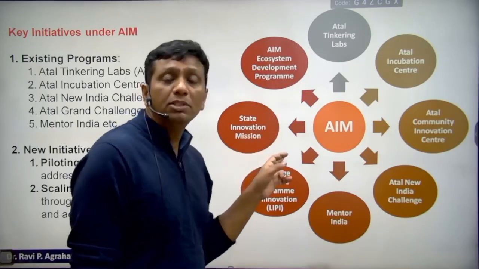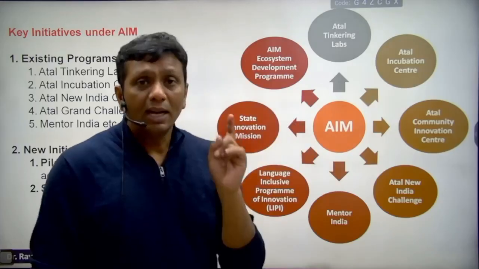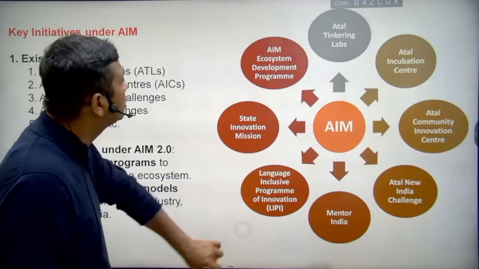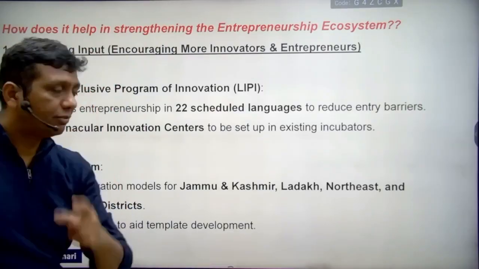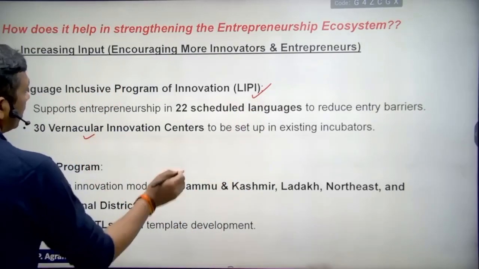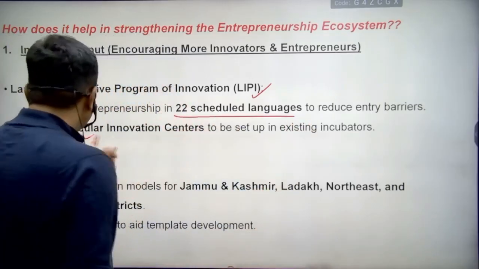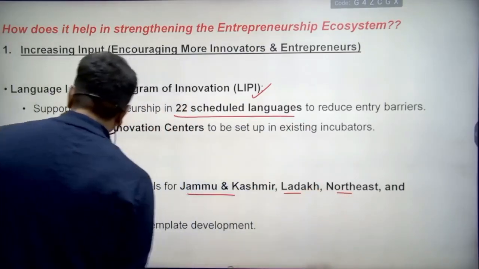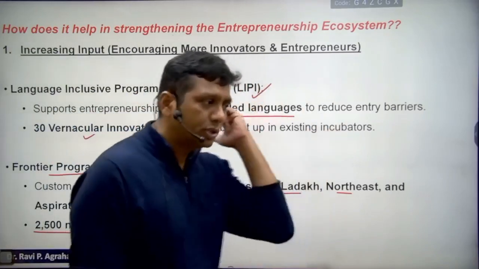State Innovation Mission, what happened, guys? You will see here an AIM Ecosystem Development Program under three ways. AIM 2.0 is working in three ways. See, guys, the first is increasing input, which you have already seen. I already discussed Lipi with you. And the second one is what? 30 vernacular innovation centers, and 22 scheduled languages have no restrictions now. Second one, frontier program: states not covered, Jammu, Kashmir, Ladakh, and the Northeast states are being covered, and 2500 new Atal Tinkering Labs are going to be set up here.